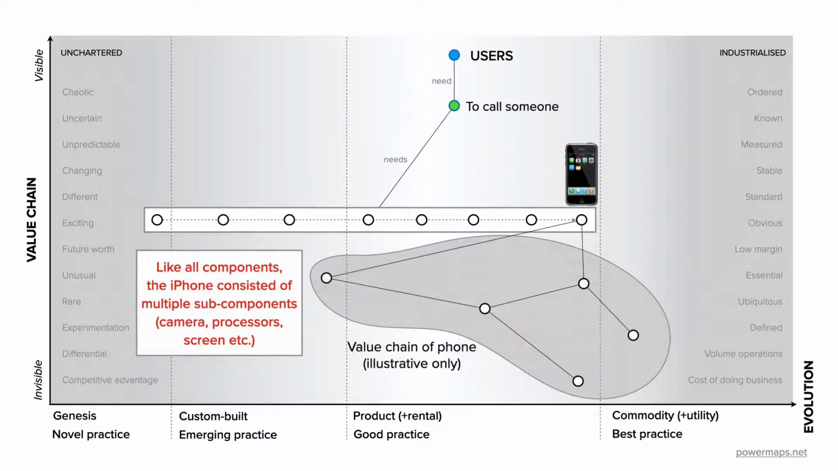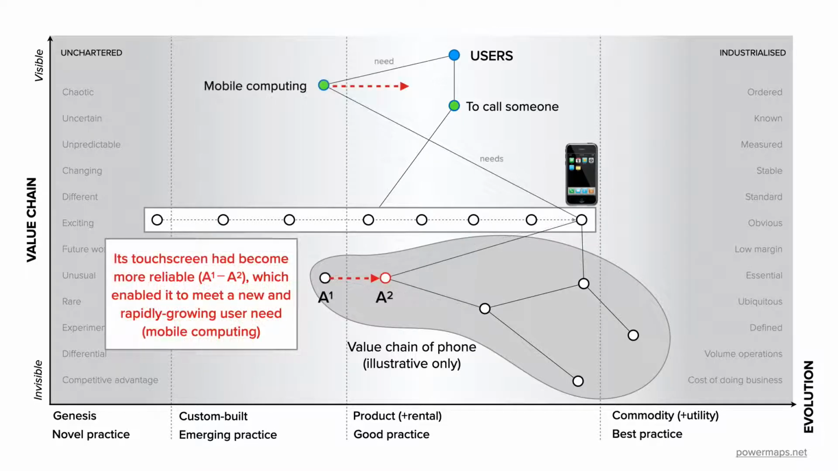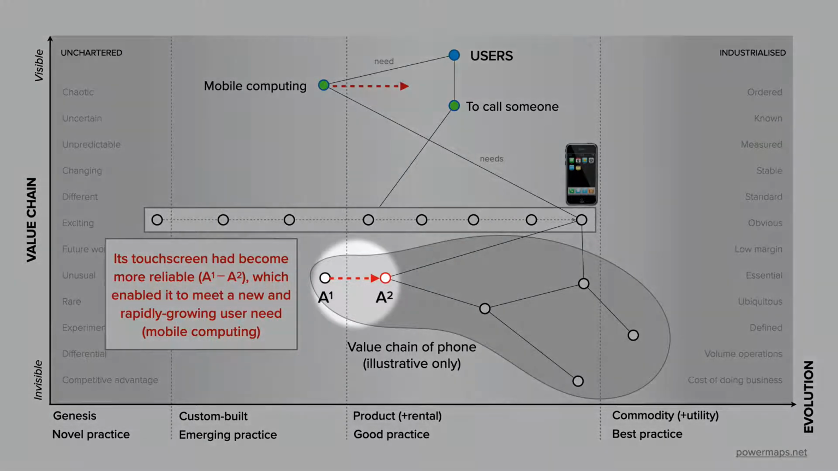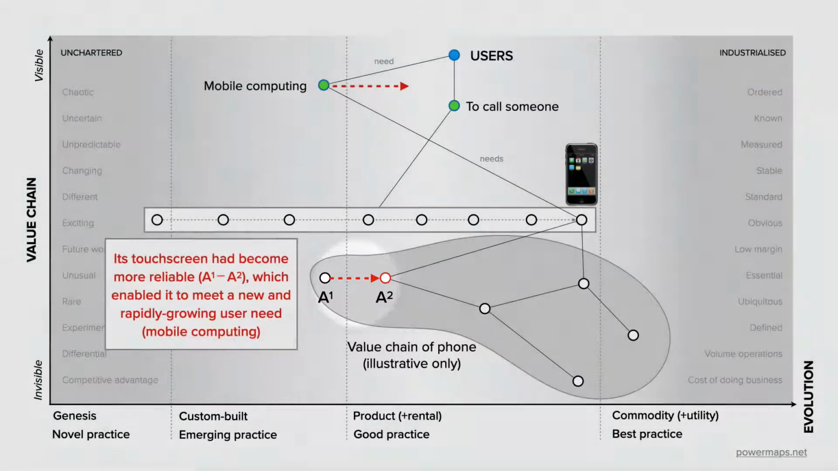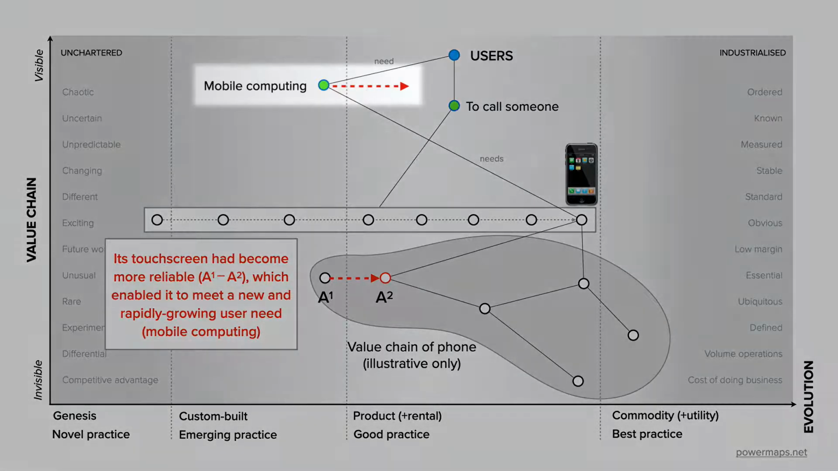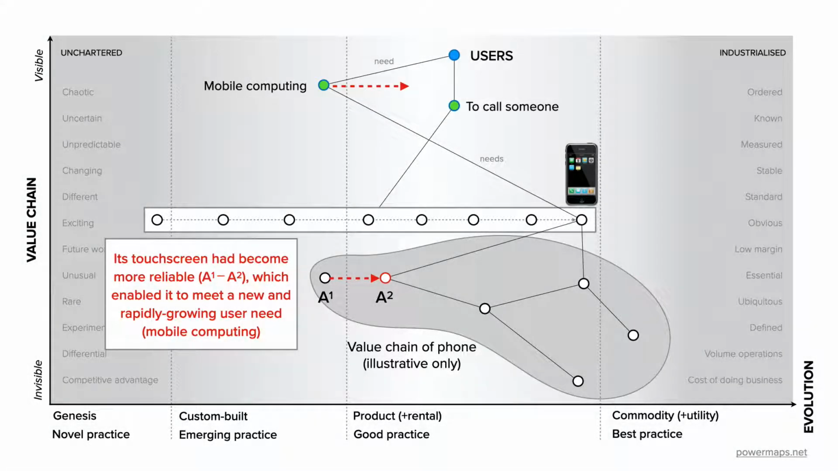But like all components, Apple's iPhone consists of multiple subcomponents, a camera, processors, software and a screen, that make up the iPhone's value chain, the chain of activities and practices it performs that creates something of value. Now, one of those components, the touchscreen, had gone from being custom-built, something a bit experimental, to a more stable and therefore reliable product. And when the mobile computing revolution erupted, customers found that the larger touchscreen made the iPhone a great alternative to carrying around a laptop. So the iPhone was disruptive, but not to the mobile phone industry. It was disruptive to the computer laptop industry.